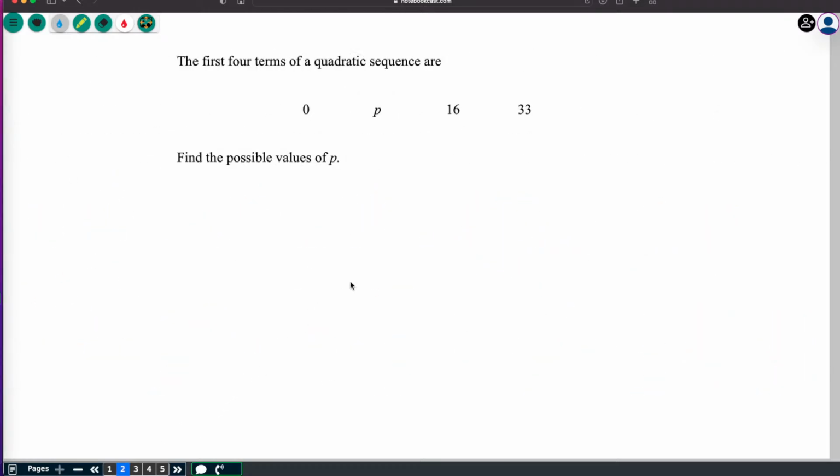All right, on to the next one. I found this question interesting. I think I saw it on Reddit, maybe. It says the first 4 terms of a quadratic sequence are 0, p, 16, and 33.